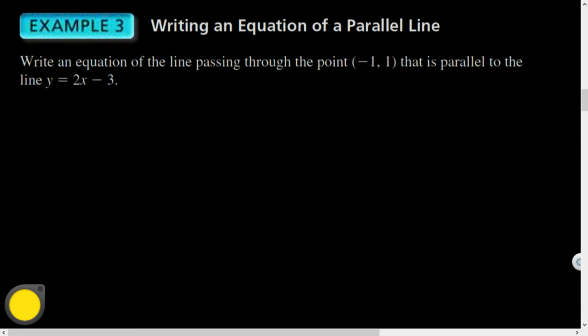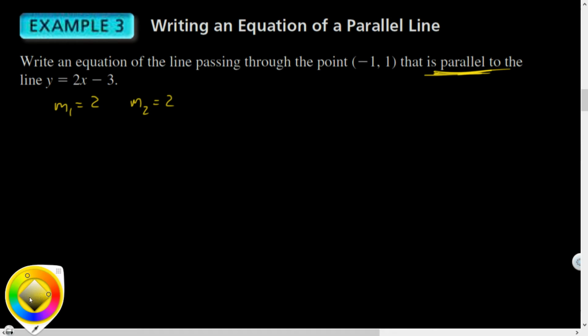All right. What is the slope of this line? 2, all right? So what is the slope of my line going to be? Also 2, because my line is parallel. So I want to have the same slope.